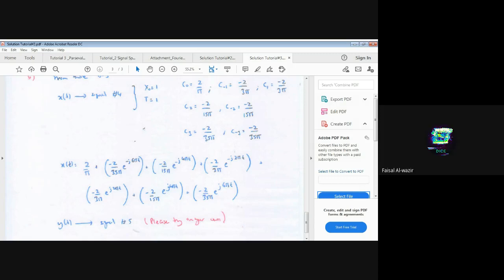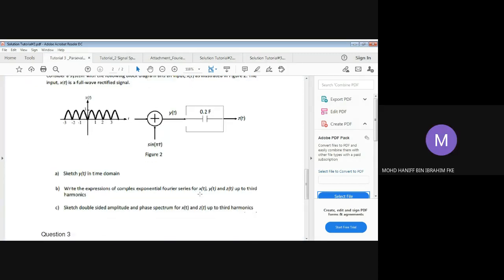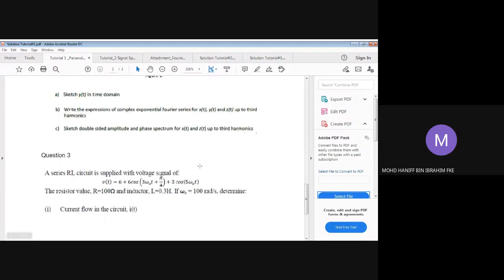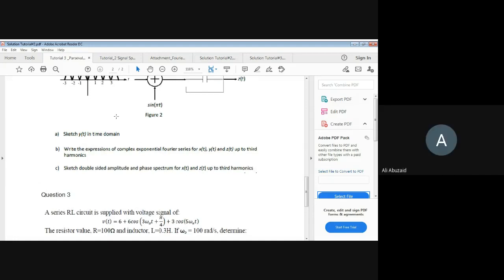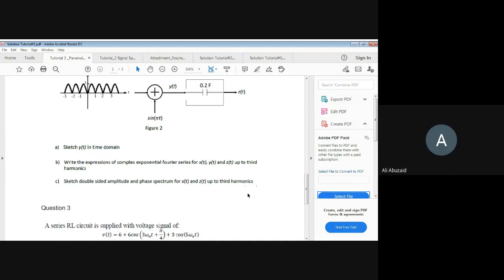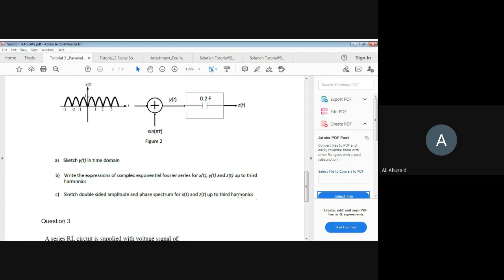Question 3, Doctor? Come again? Question 3 here, is it? I have a question in question 2. Question 2, this one? Yeah, how do you get that? Is it current, voltage? Current, voltage z of t. Let me see. Come again, your question is? How do we get z of t?